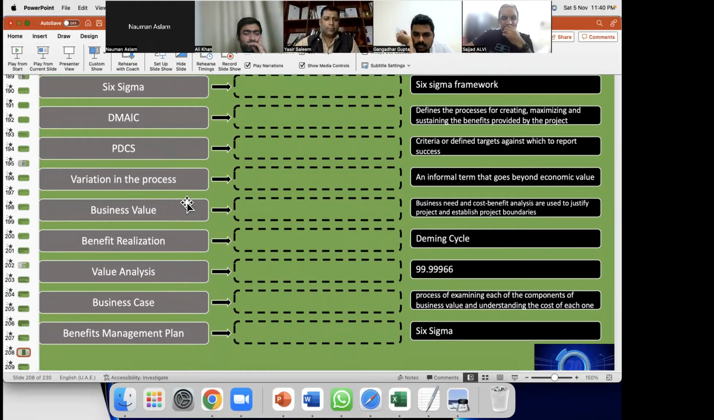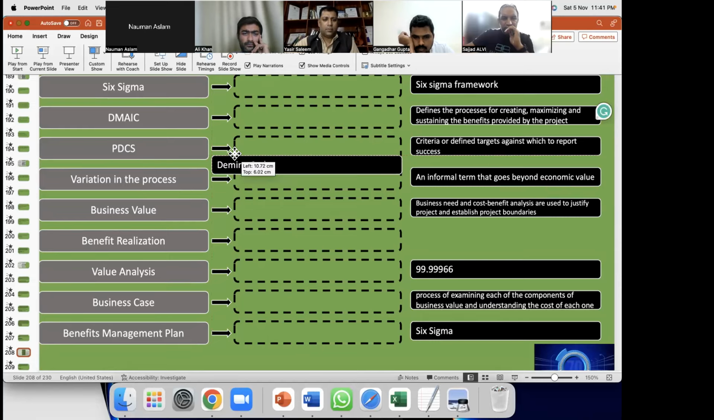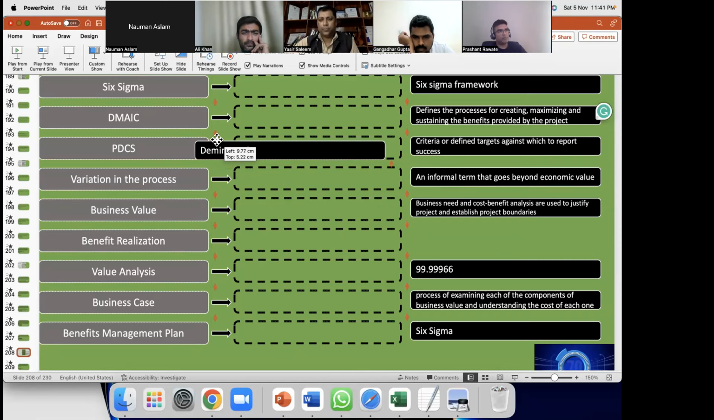Six Sigma framework defines the processes for creating, maximizing, and sustaining the benefits provided by the project. Criteria define targets against which to report success. PDCS is Deming cycle. Plan, do, check, study. PDCA. Yes. Plan, do, check, act and plan, do, check, study. Both are. Yes, next.